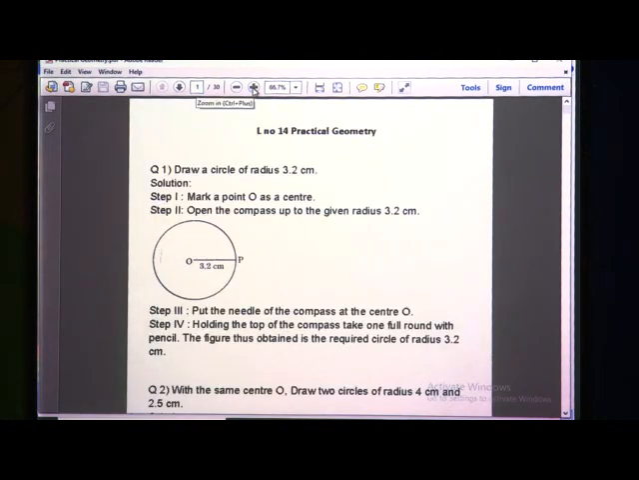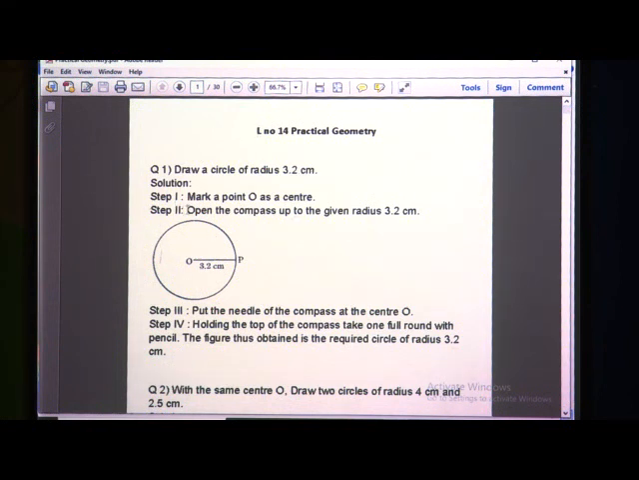Lesson number 14, practical geometry. The first question is, draw a circle of radius 3.2 centimeter. Students, just now while starting the lesson we have seen different concepts. First we studied the construction of a circle, then the construction of a line segment, then the copy of the line segment. So we are going to see a few examples of how we can construct the circle, line segment or the copy of the line segment, and we will write it point-wise. The first question is, draw a circle of radius 3.2 centimeters.